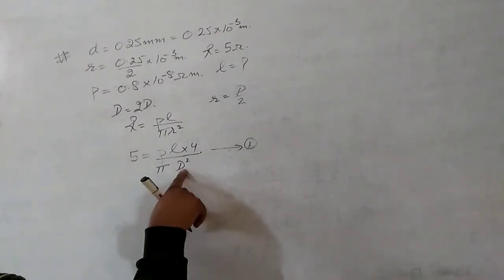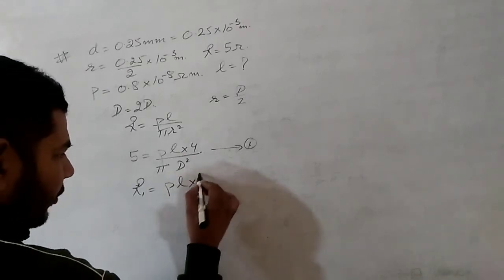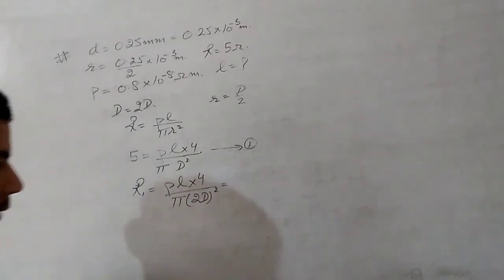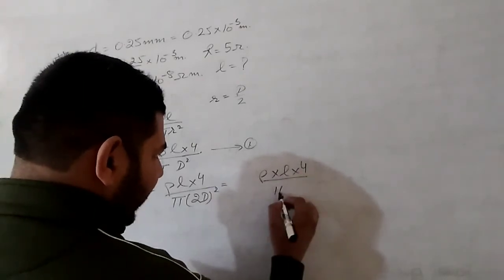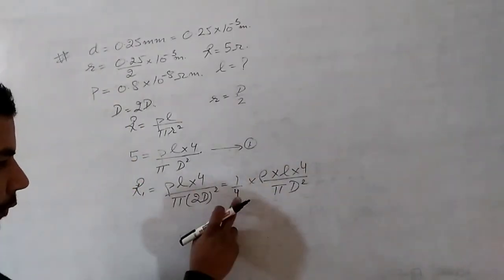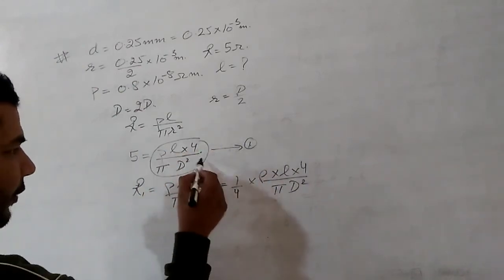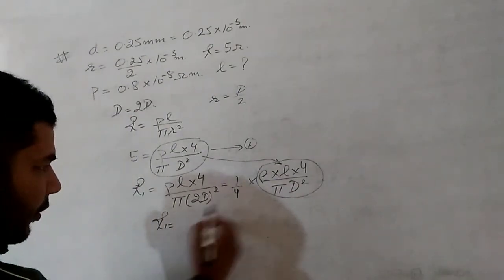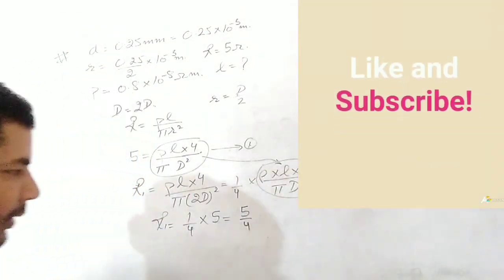So this is the first equation in which the resistance is 5 ohms. Now if we double the diameter, we write new resistance R1 is rho L into 4 by pi into 2D whole square. So rho into L into 4 by pi D square, and 2D squared means into 1 by 4. We don't cancel 4 by 4 because in the equation we are getting 4, so we put this value here. So R1 is equal to 1 upon 4 into 5, so we are getting 5 upon 4 as the new resistance.